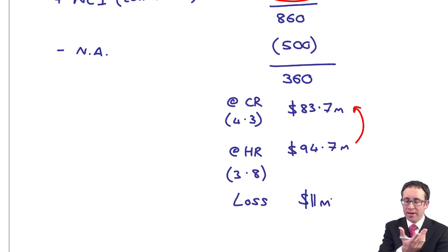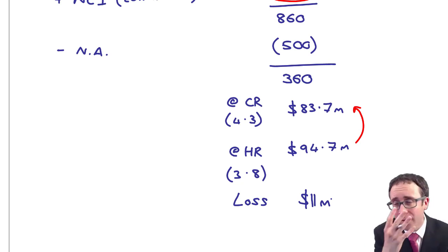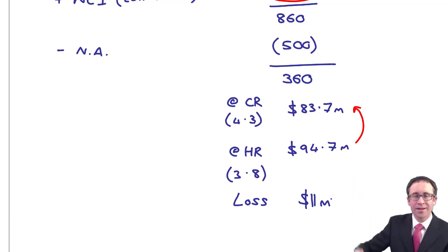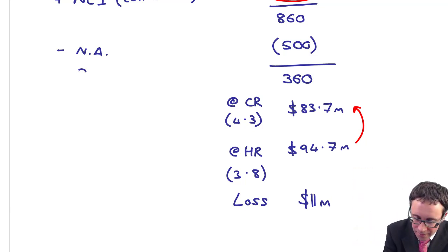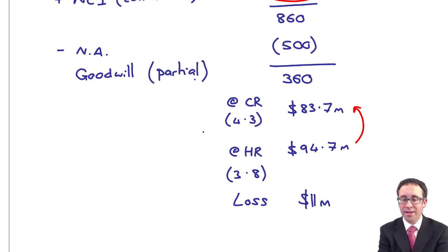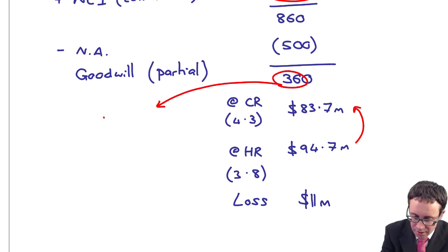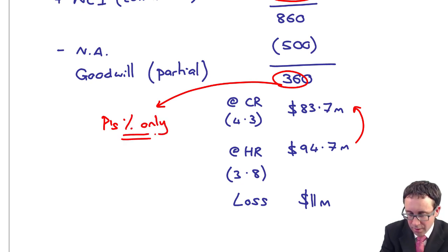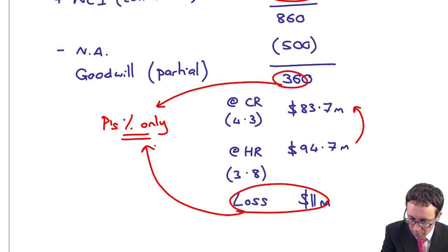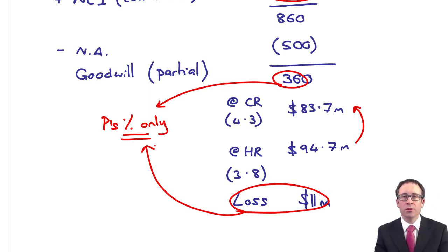Is it the NCI? This is where you've got to be really careful. This is why it gets really hard. I told you the basic rules are really straightforward in terms of the translation, but the application, bonkers. Okay, so here what you've got is the goodwill, isn't it? Key bit is that we used the proportionate share of net assets method, didn't we, to value the NCI. So that goodwill is the partial goodwill. So if that's the case, then that $360 million is P's share only. And if that's the case, then this loss must also then be attributable to the parent only.